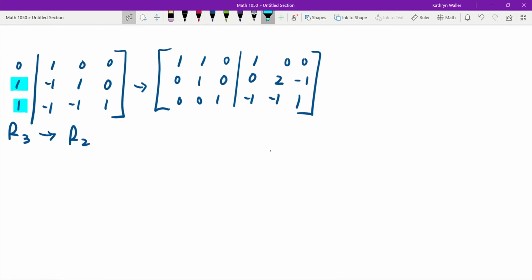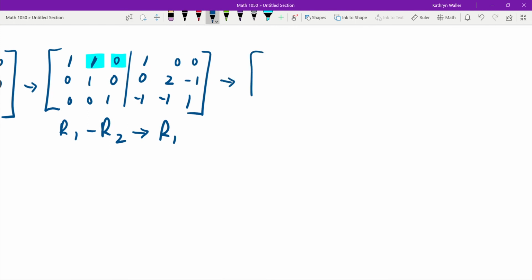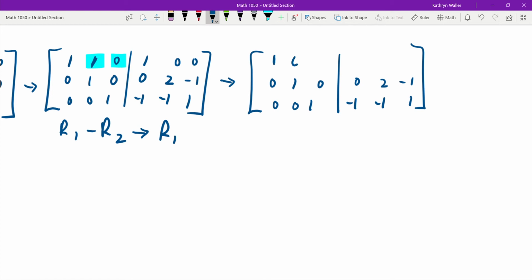The next thing I need is a 0 here. Done. So I only have one more thing to change, and that's that 1. I could go row 1 minus row 2, or row 2 minus row 1. I'm going to go row 1 minus row 2. Otherwise, I'm going to make that 1 in the corner a negative 1. So row 2 doesn't change. Row 3 doesn't change. Row 1 minus row 2. 1 minus 0, 1. 1 minus 1, 0.